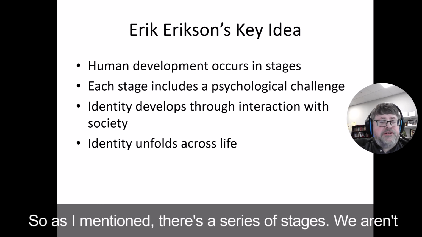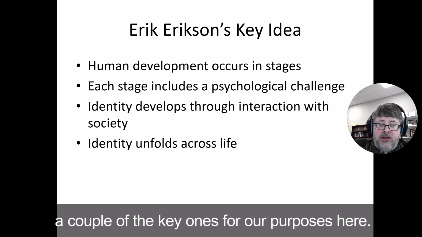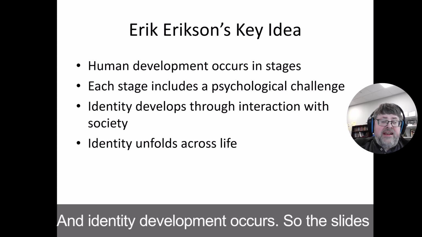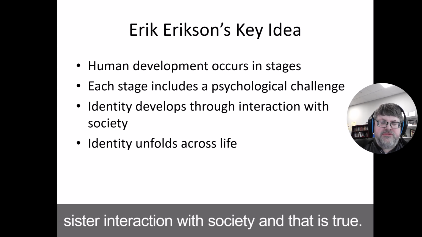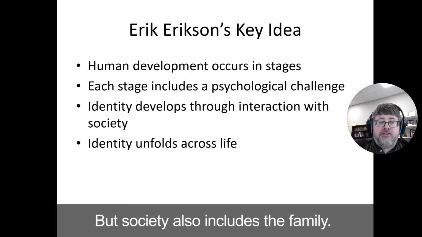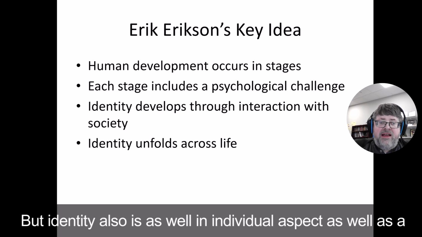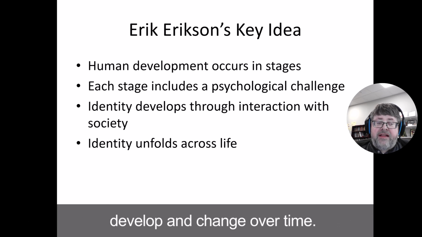So, as I mentioned, there's a series of stages. We aren't going to talk about all of them. We're just going to talk about a couple of the key ones for our purposes here. Identity development occurs, so the slide says, through interaction with society, and that is true. But society also includes the family. Identity is also an individual aspect as well as a social aspect, and it does develop and change over time.